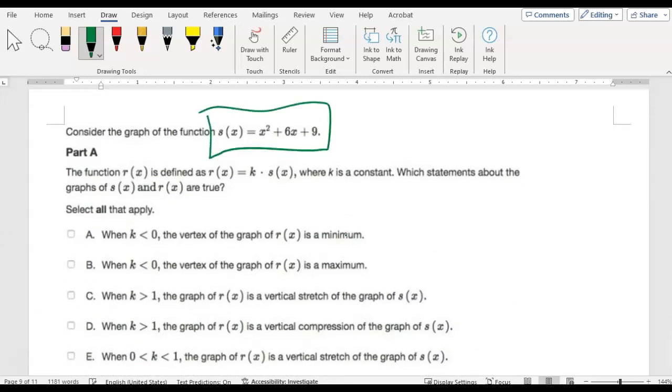If you have this as your equation, it says the function r of x is defined as r of x equals k times s of x, where this is s of x right there, where k is a constant. So it's saying we're multiplying something times this whole equation. Which statements about the graph of s of x and r of x must be true?